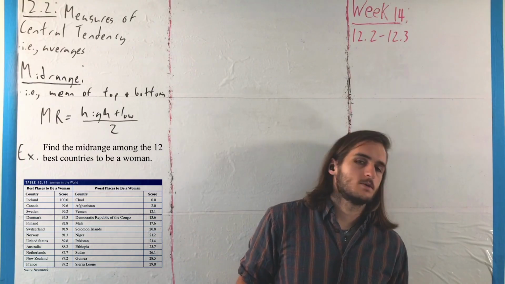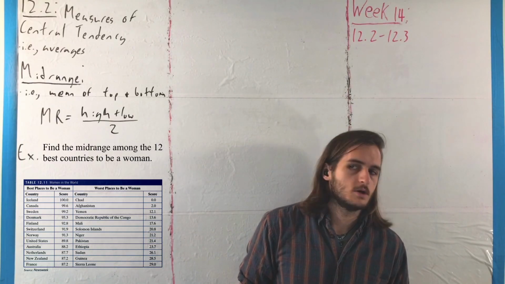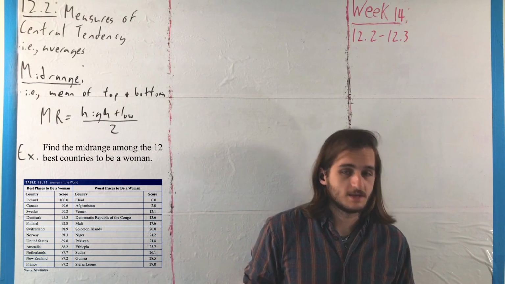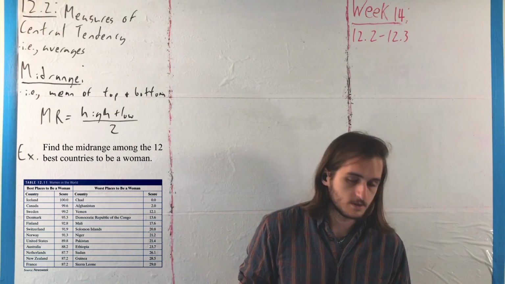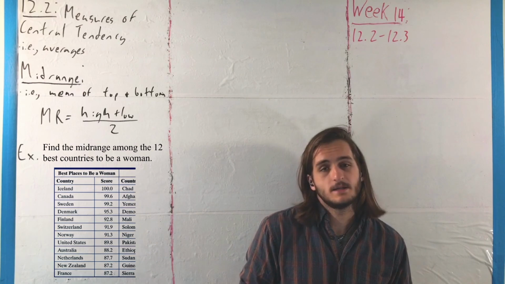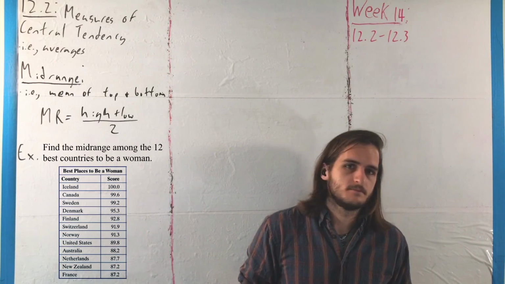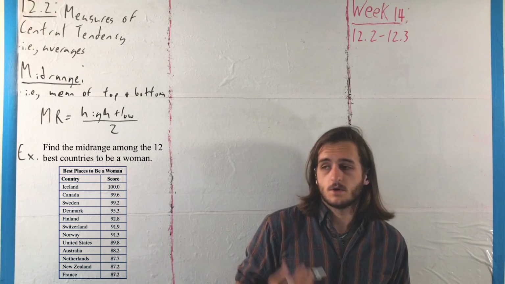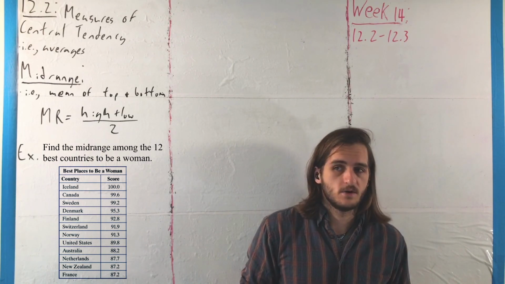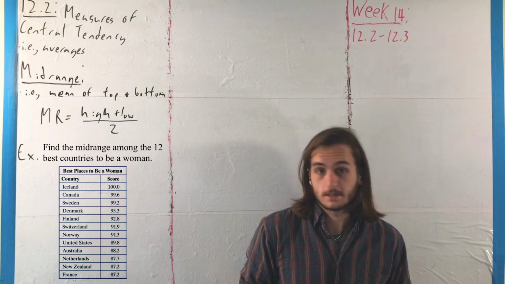So again, this is the sort of thing where the mid-range might be useful because we're talking about a very large data set, 165 things based on multiple different factors. Here we're just focused on the 12 best, but the point is, if you have a lot of stuff and you just need a quick way to get a sense of the overall story, you can give the mid-range a try before taking the problem more seriously and doing something else.